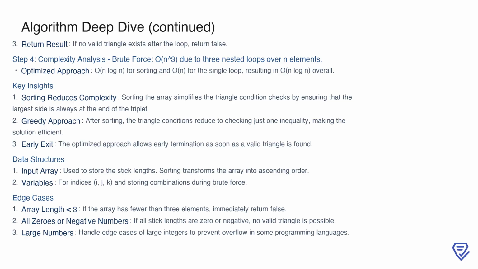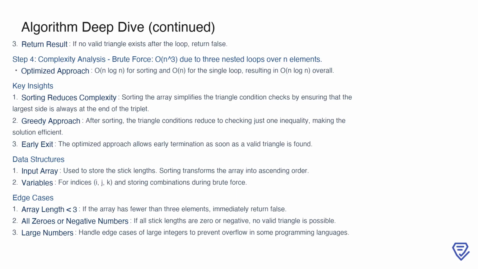When analyzing the time complexity, the brute force approach is O(n^3), due to the 3 nested loops over the array of n elements. In contrast, the optimized approach involves sorting the array, which is O(n log n), followed by a single pass through the array, which is O(n). This results in an overall time complexity of O(n log n).